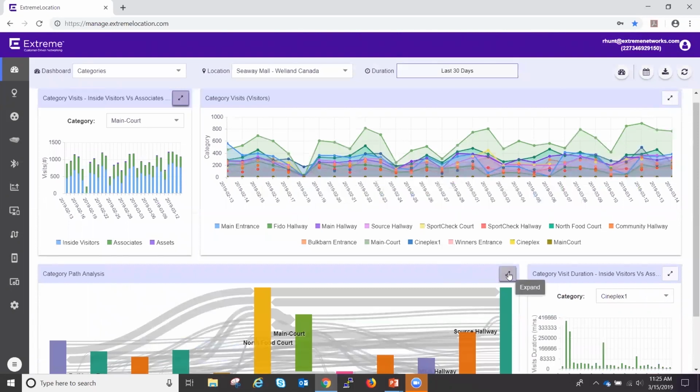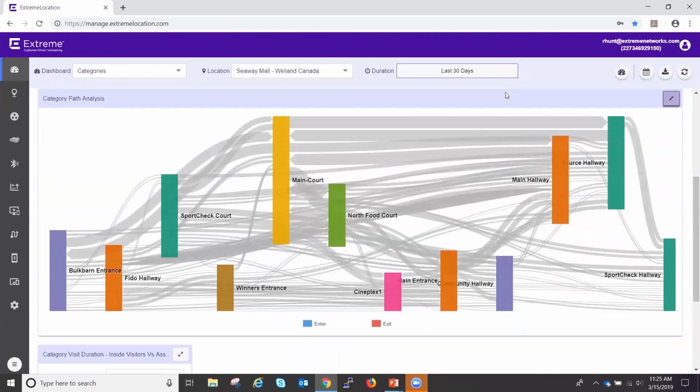The next data point we'll share about categories and zones is zone flow. What entranceway do customers come in? What hallways are they walking? How do people move from zone to zone? All these questions can be answered with location-based analytics.